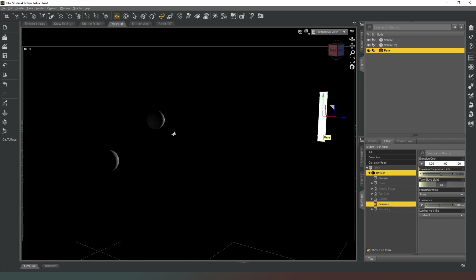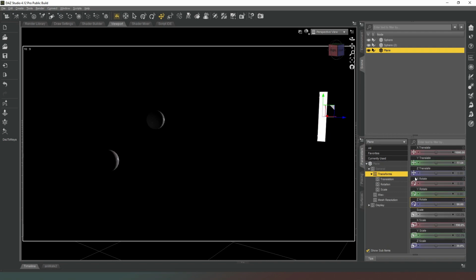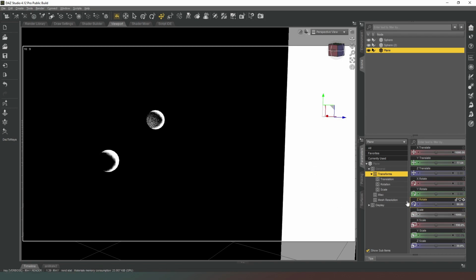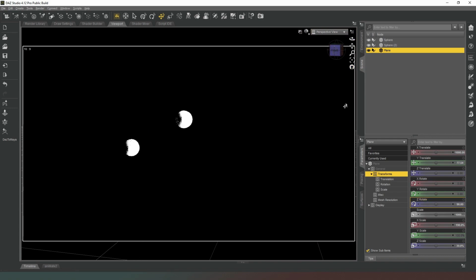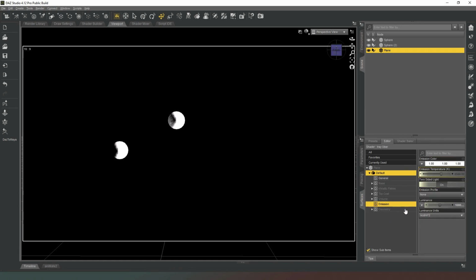So we've moved this 10 times further away. So we are going to have to increase its scale overall by 1000%. And unfortunately, doing that in Daz Studio significantly increases the brightness of the object. So we're actually going to have to come back into our Surfaces tab and reduce this back down to probably about 100. So there you go.